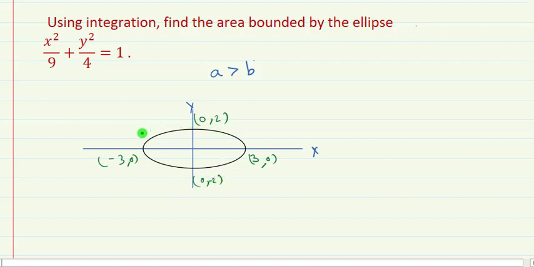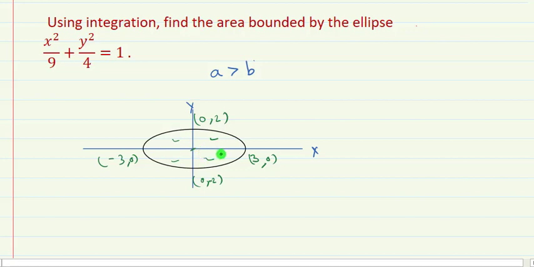Now we need to calculate the whole area bounded by this ellipse. As we know, this portion, this and this, all the four parts have equal area because this is the center of the ellipse. Here clearly x square alone and y square alone show that the center of the ellipse is 0, 0. So all the four parts are equal. If we calculate the area of only one portion and multiply it by 4, we will be able to calculate the area of the whole region.